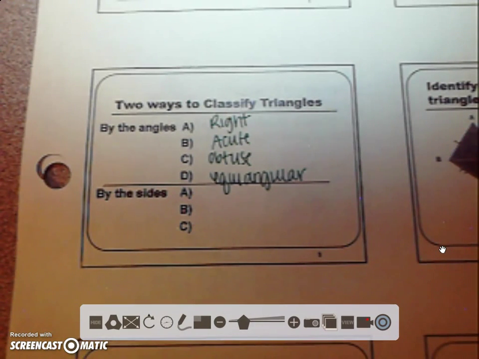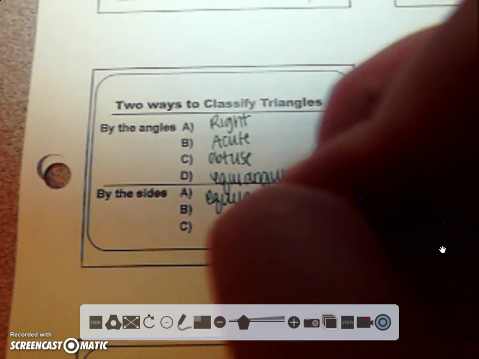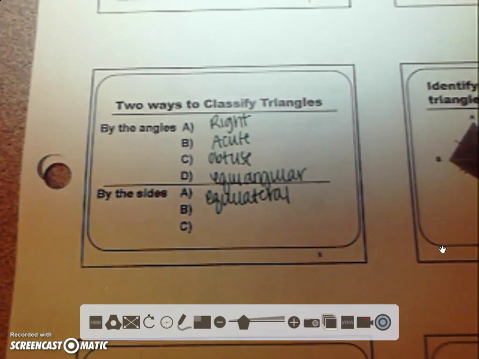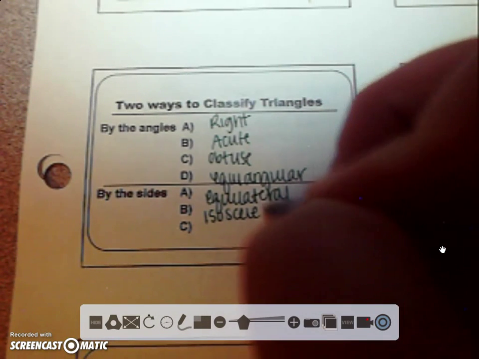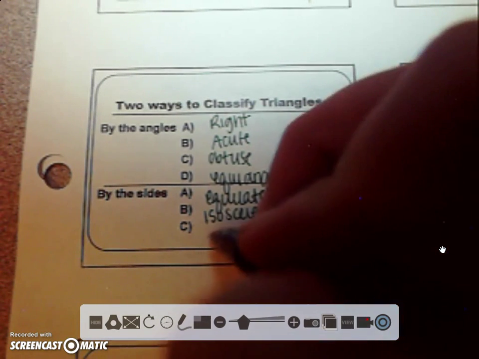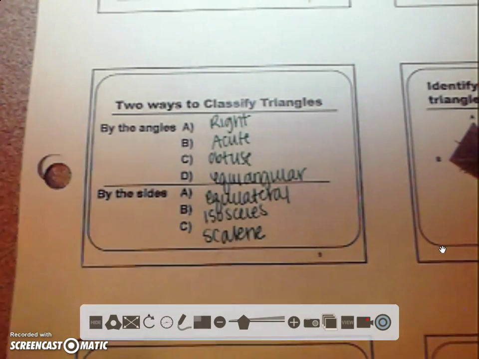You can also classify them by the sides, which is probably something that you are semi-familiar with already. So we have equilateral triangles, where all sides are the same. Then we have isosceles, where two sides are the same. And we have scalene, where none of the sides are the same length.